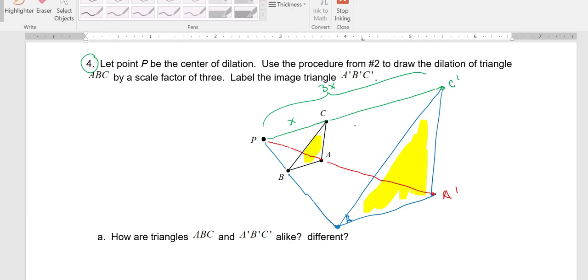And what we're going to find out later on is that these two triangles are what's called similar. They're similar to each other. Now, I do want to bring up one thing here.